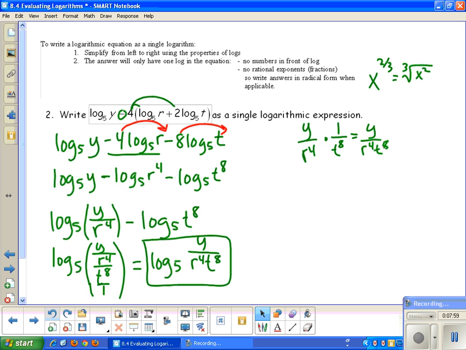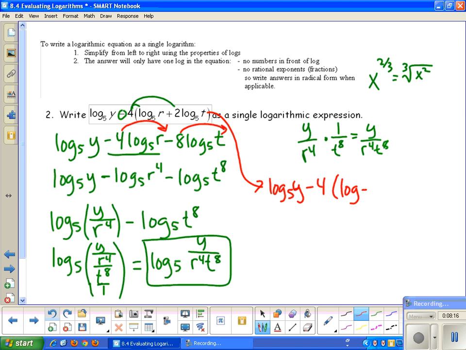Now, that's not the only way I could have done this. I could have also, from the beginning, done what was inside the parentheses first. And if I would have done what's inside the parentheses first, I would have gotten the log base 5 of r. And then this would be plus, and I would take the 2 up as an exponent. So plus the log base 5 of t squared.